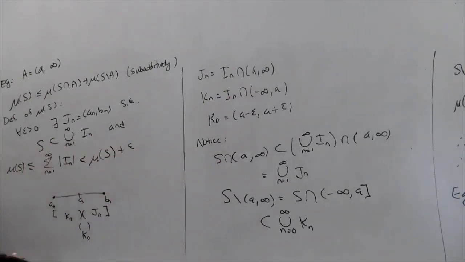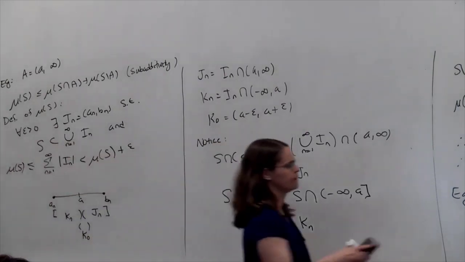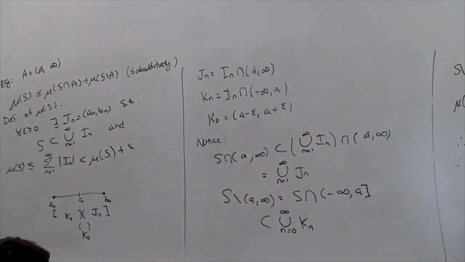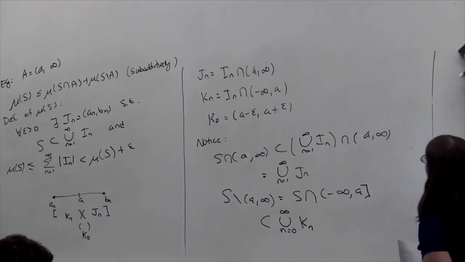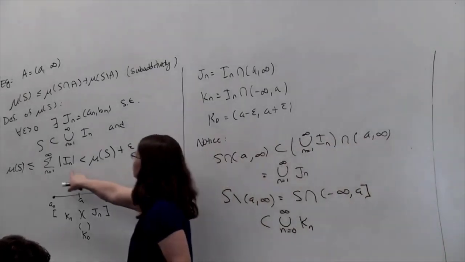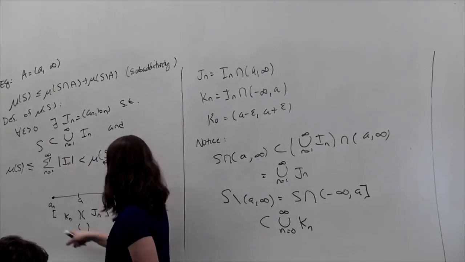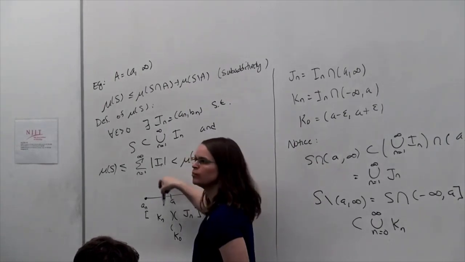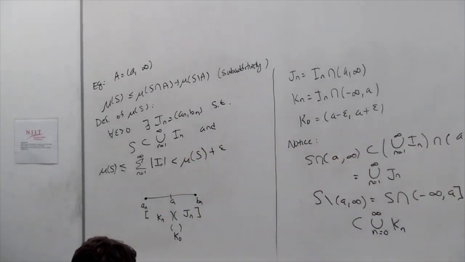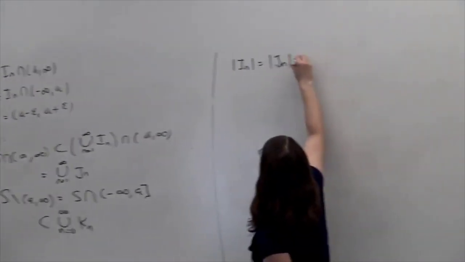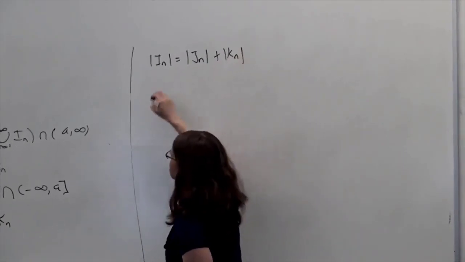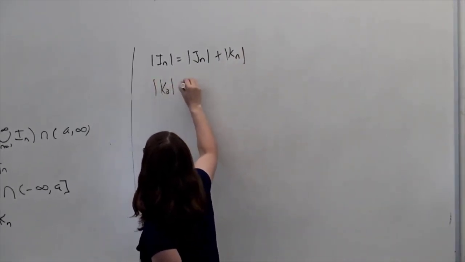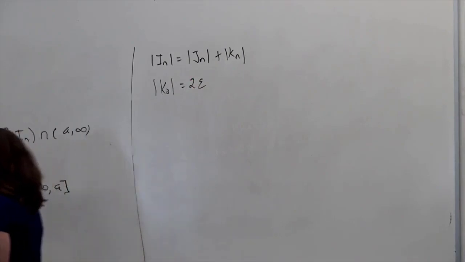Okay, and we can write down the length of all of these intervals. We're supposed to sum the length of the I_n interval. Well, that's just the length of K_n plus the length of J_n, and missing one point doesn't change the length of the interval. So the size of I_n is broken down, and the size of K_0, of course, is 2 epsilon. It's just a little bubble.